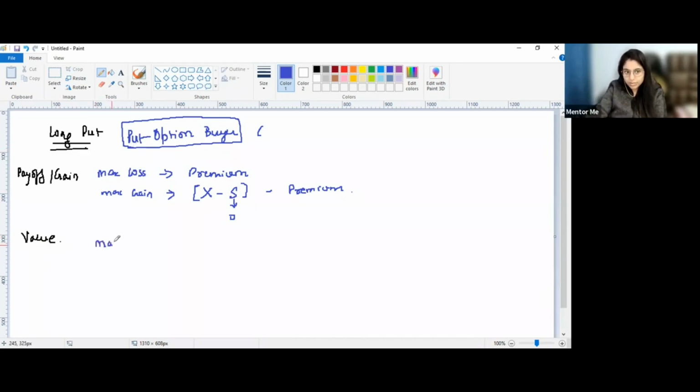So the value that we are going to get would be maximum of 0 or X minus S. ठीक है, 0 कब होगा, जब स्टॉक प्राइस ऊपर जाएगा. जब स्टॉक प्राइस नीचे जाएगा तो कितना वैल्यू हम क्रिएट कर सकते हैं, X minus the stock price. Let's say X was 100, stock price is 30, तो 70 rupees का अपना वैल्यू क्रिएशन हो गया. Minus the premium will give us a net payoff or gain. ठीक है, so I hope you understand this concept.